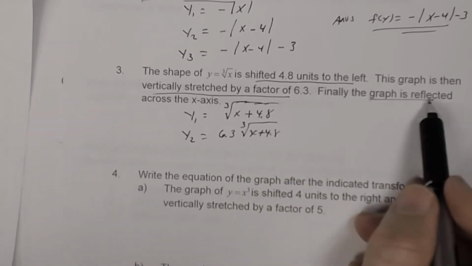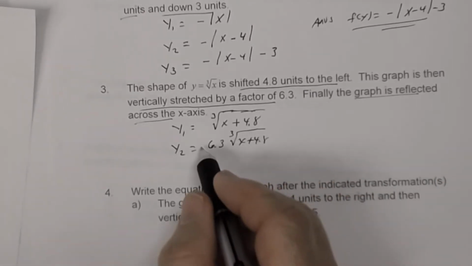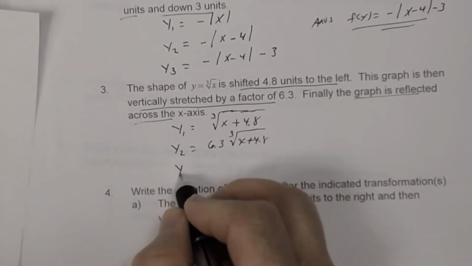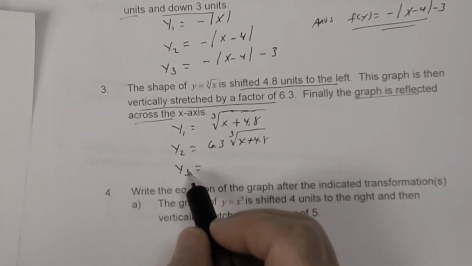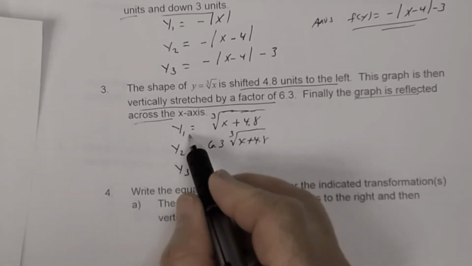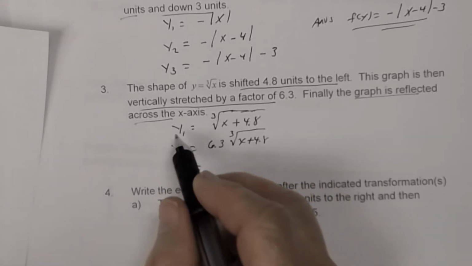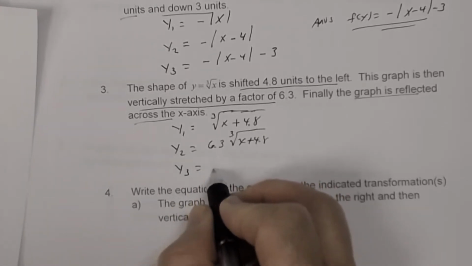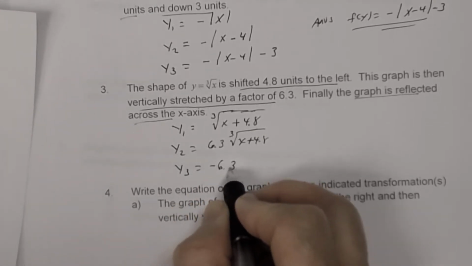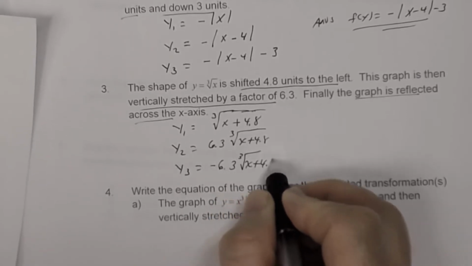And then you're going to reflect it about the x-axis. That's where you put that negative in front. So that's my third transformation. I had 3 transformations: first, second, third. Make sure you say y1, y2, y3. Don't just say y, because then you're indicating they're all the same thing, and they're not. So then you're going to say negative 6.3 times the cube root of x plus 4.8.